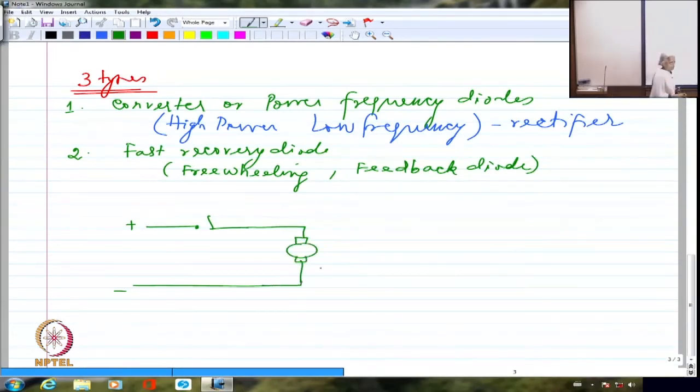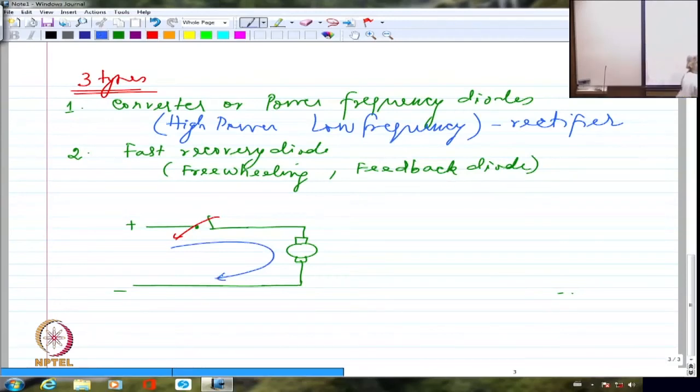The switch is not a mechanical switch, it is a semiconductor switch. I am not going into the details of the semiconductor switch. It is an on-off control switch, obviously. So I should be able to turn it off also. It cannot be a diode. That's what I mean. So whenever the switch is on, at that time, I am going to have a current flowing like this, right? This is going to be the current.